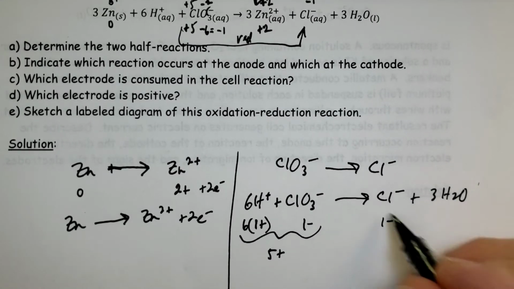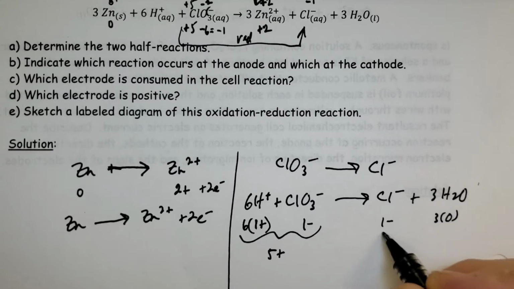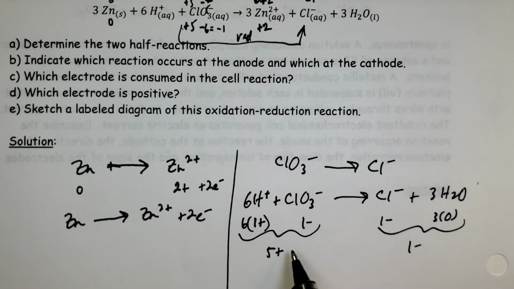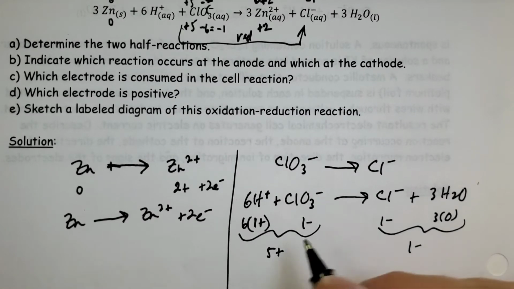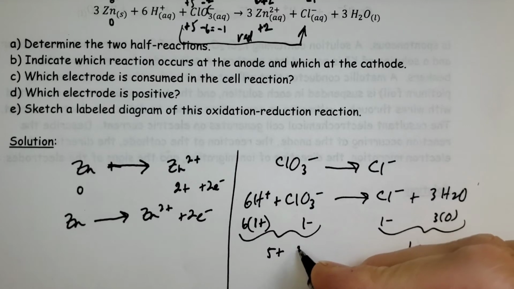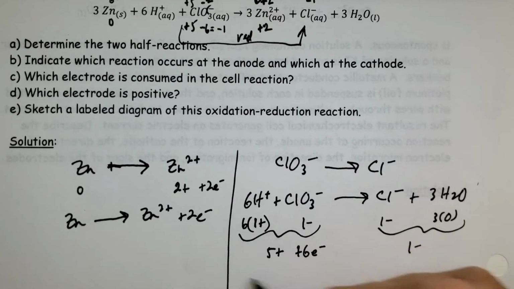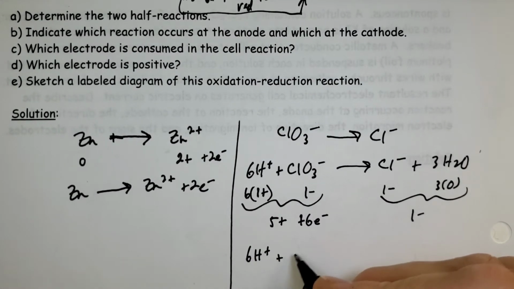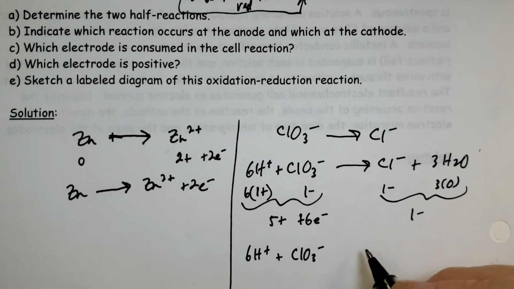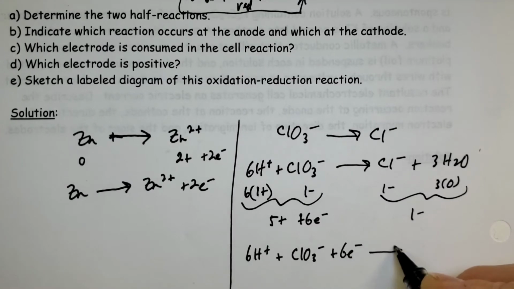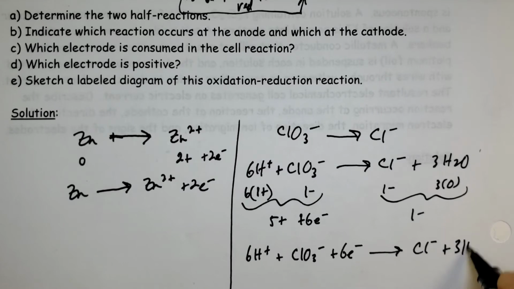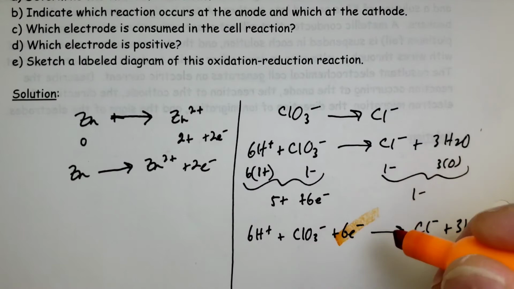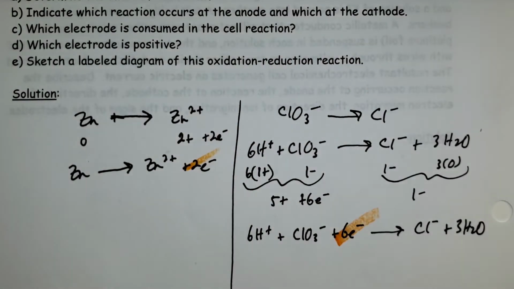Over here I have 1 negative. Over here I have 3 neutrals. So over here that's a total of 1 negative. So of course the more positive side is over here. So I add electrons, and if I add 6 electrons, that'll make this side -1, which will balance this. So 6H plus ClO3 negative plus my 6 electrons yields that. So if I compare what I have at each side here, taking in 6 electrons, giving up 2 electrons.